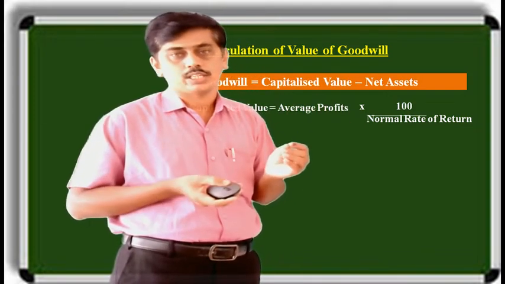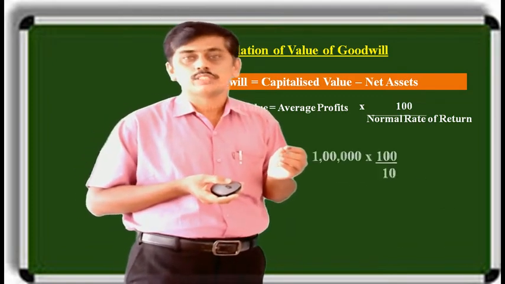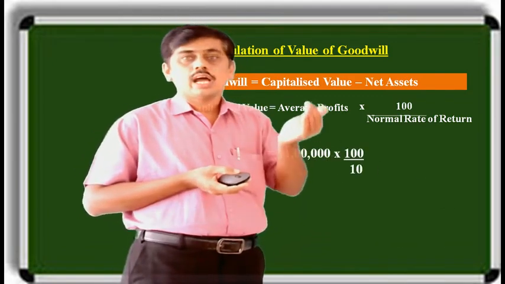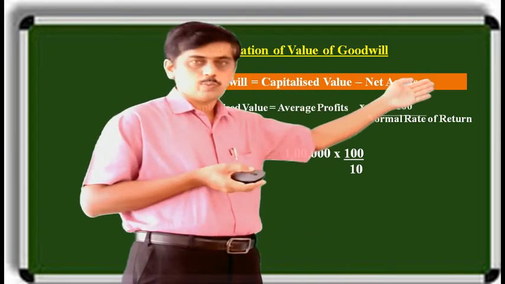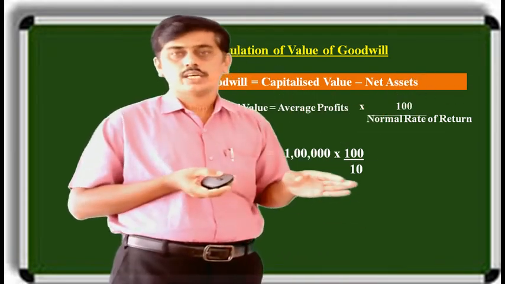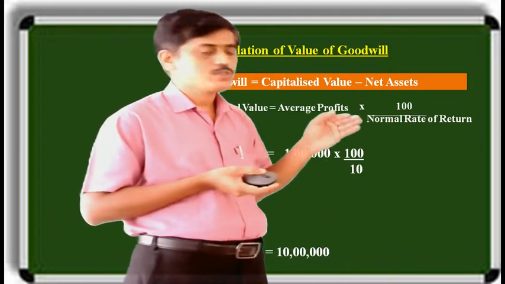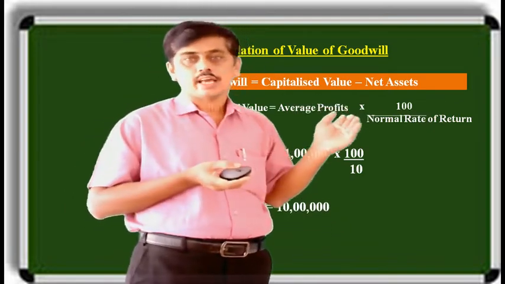That equals average profits how much here? 1 lakh. And inverse the normal rate of return into 100 divided by 10. 1 lakh into 100 divided by 10 comes to how much? Comes to rupees 10 lakhs.